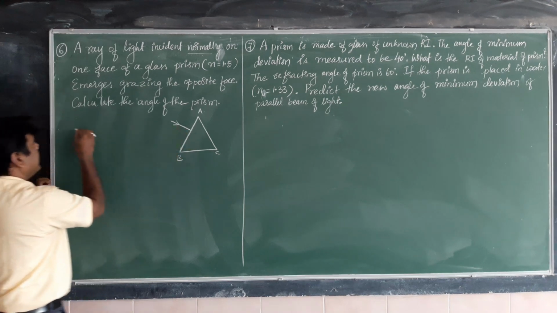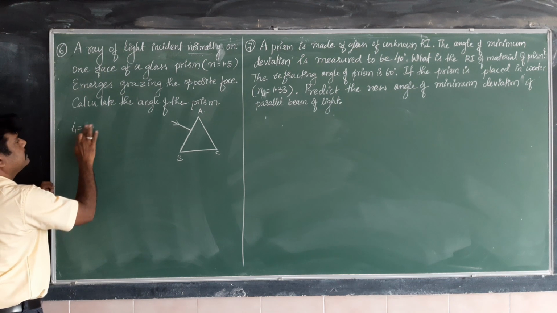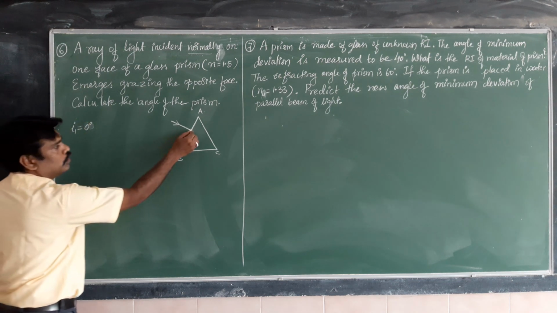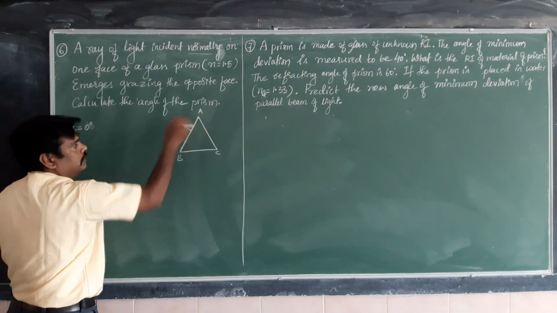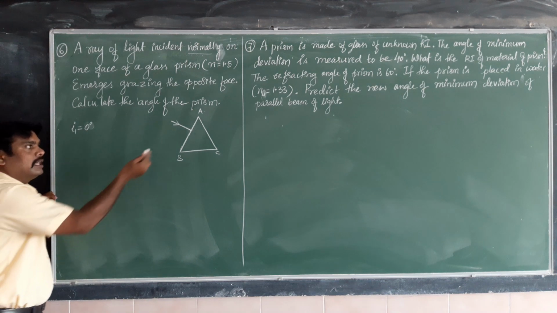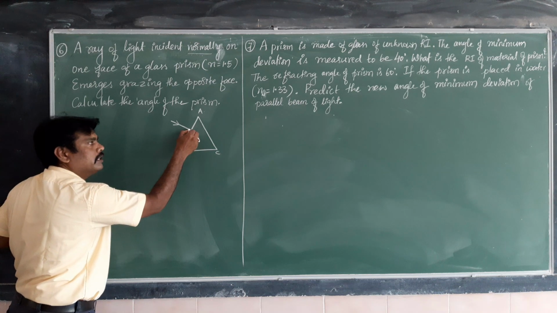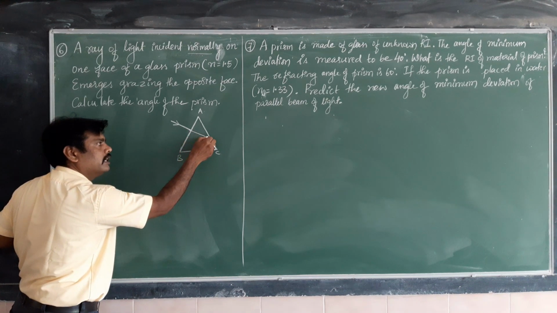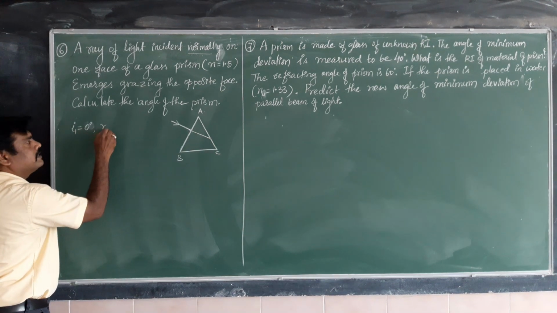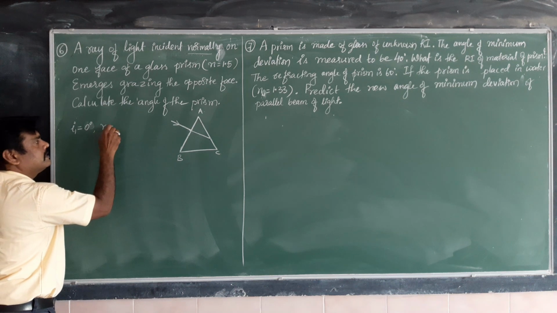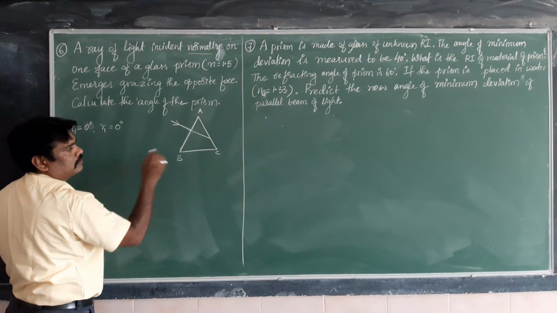Now what happens? The angle of incidence i1 is equal to 0 degrees, because it is incident normally. The angle between the normal and the incident ray is 0 degrees. You know that for normal incidence, the light can pass into the other medium without any deviation. It enters without bending and comes inside the prism. Here, the angle of refraction inside the prism, let us consider r1, is also 0 degrees. i1 is 0, r1 is also 0.